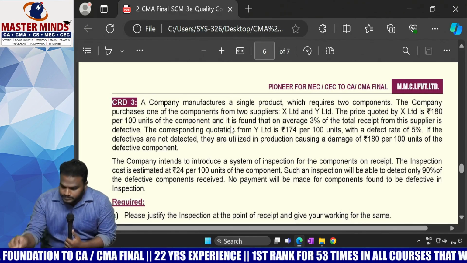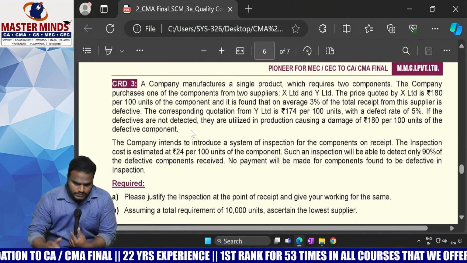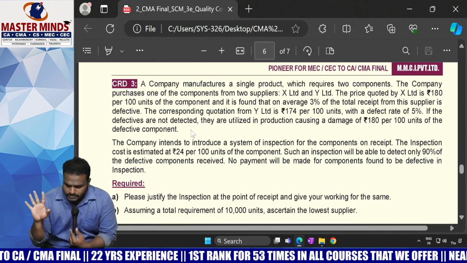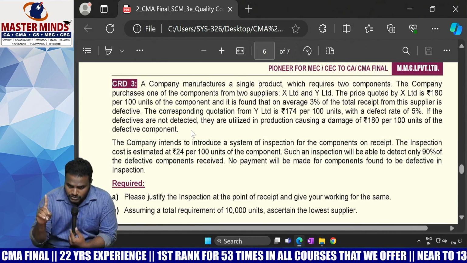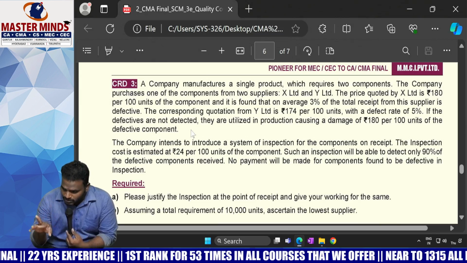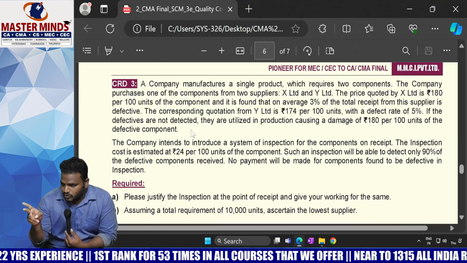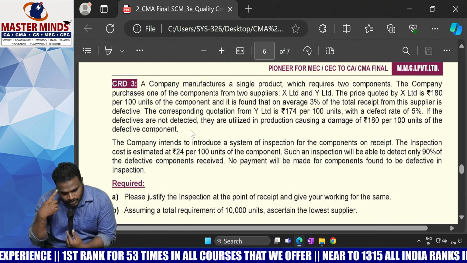Rags Limited manufactures and sells... CRD4 is completed, which is similar to CRD2. The difference is only the values. Okay. Now CRD3 is very important.